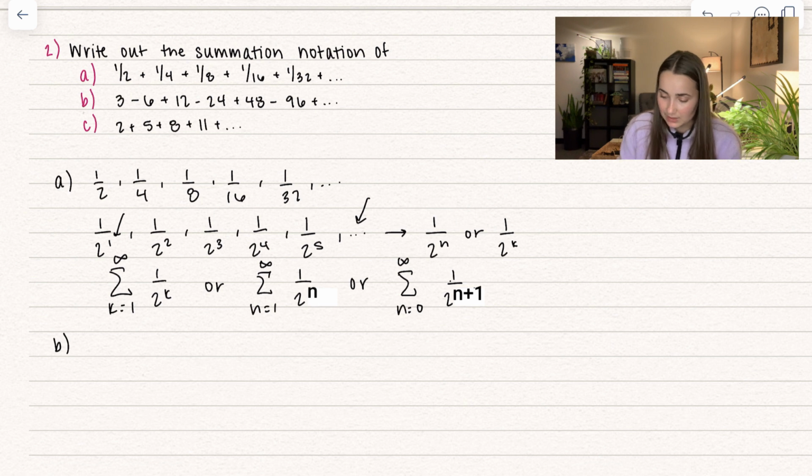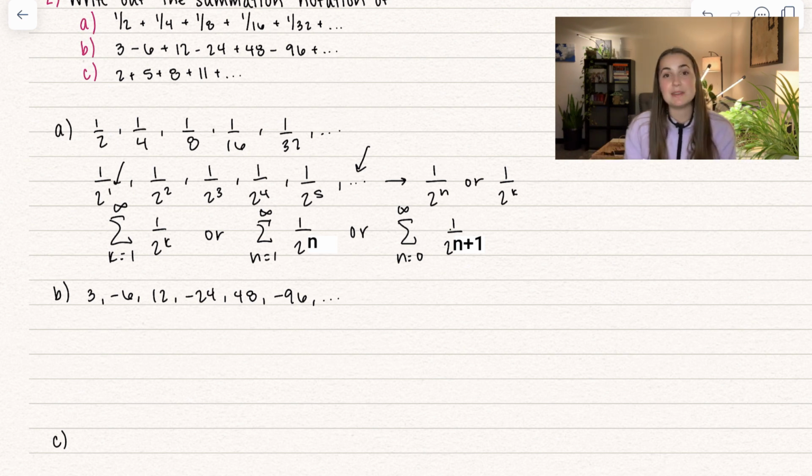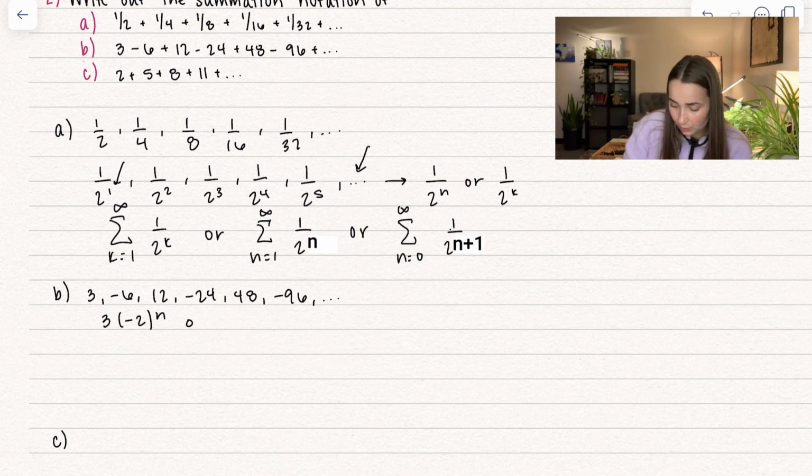Now let's go ahead and try part B. So we have 3 minus 6 plus 12 minus 24 plus 48, so on. Let's think about an explicit formula first. So I notice what's happening each time is that it's being multiplied by a -2. So first we have 3 multiplied by -2 is -6, times -2 is positive 12. So here I'm going to have 3 times -2 to the power of n, right? We're just multiplying by that each time. So now that I have that, or you could have 3 times -2 to the power of k.